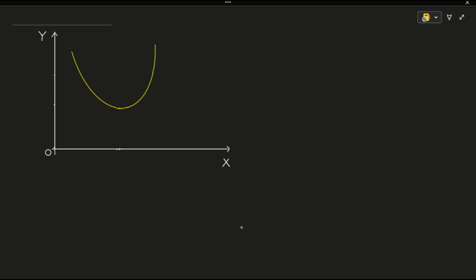Now, in this video, we seek to explain the general expression used to find the slope of a curve at a given point, or the gradient of the tangent to the curve at a given point. Now, let's consider 2 points A and B on the curve, which are very close to each other.